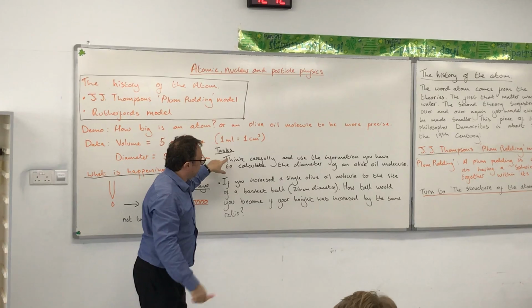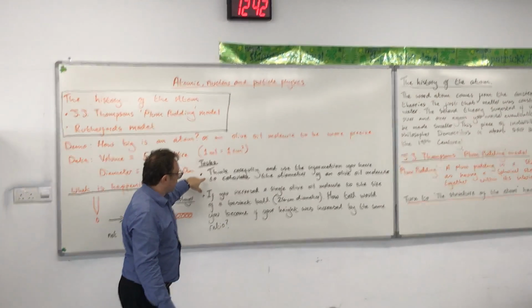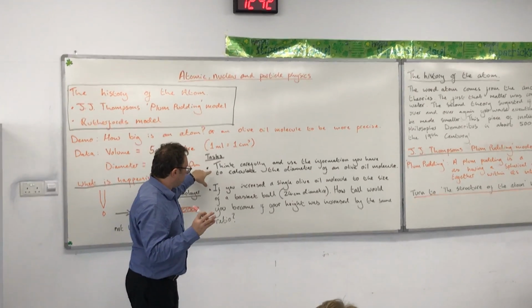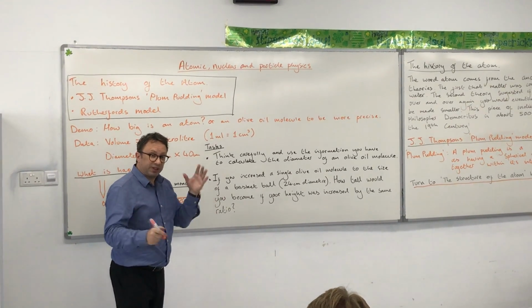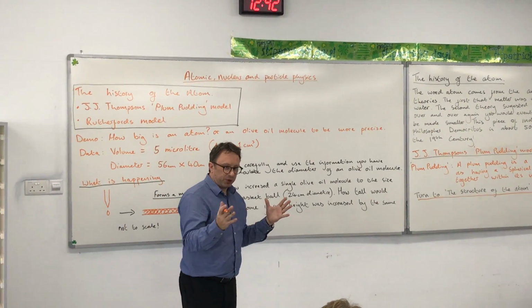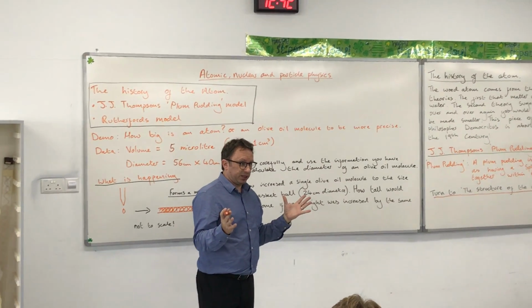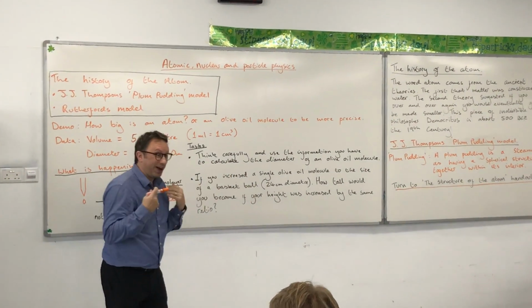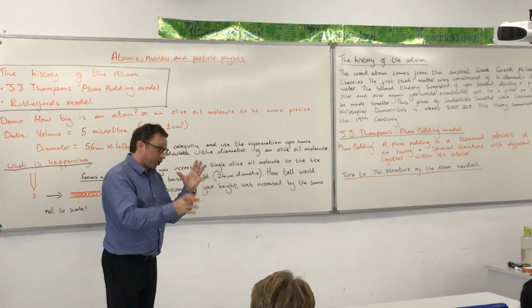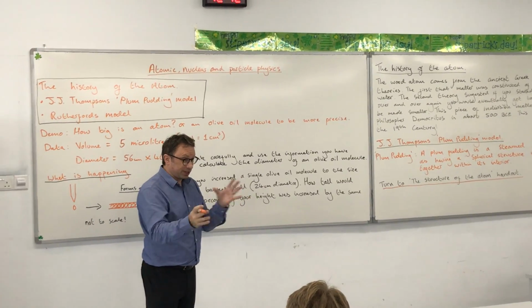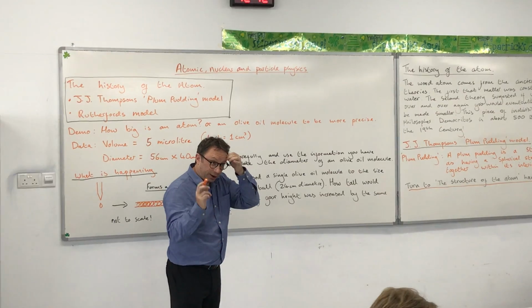So, task 1, think carefully, use the information you have to calculate the diameter of an olive oil molecule. Now, this will be the interesting part, this is what's going to inform you of what kind of sizes we're talking about. Now, I do have the number in mind that you're supposed to get close to. So we can see how our mathematics works out.